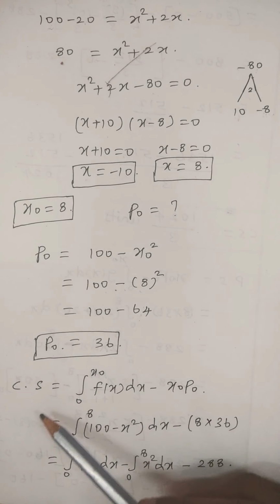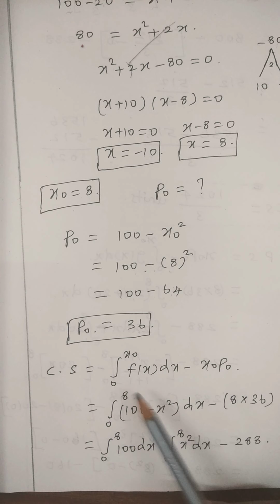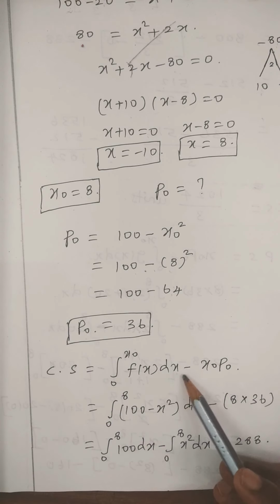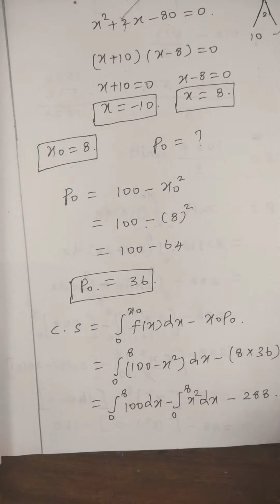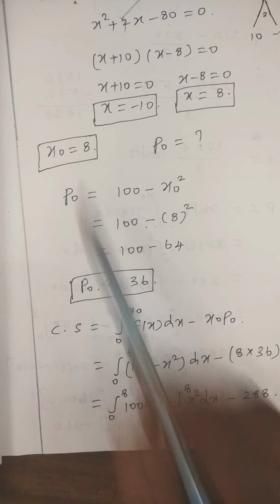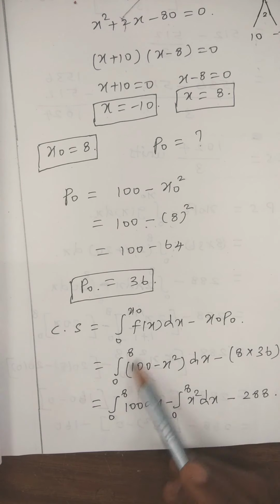So we found x naught and p naught. Again we need the consumer surplus. So consumer surplus equal to, what is the formula? Integral 0 to x naught f of x dx minus x naught p naught. What is x naught here? 8, no? So put 8 here. Integral 0 to 8 f of x.